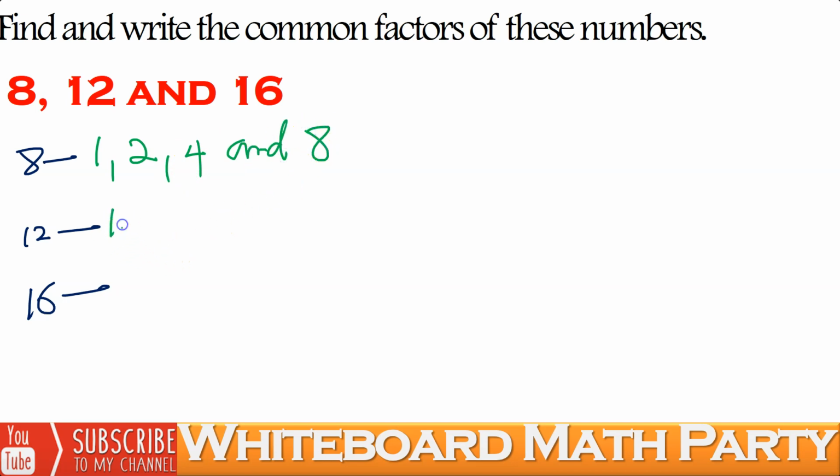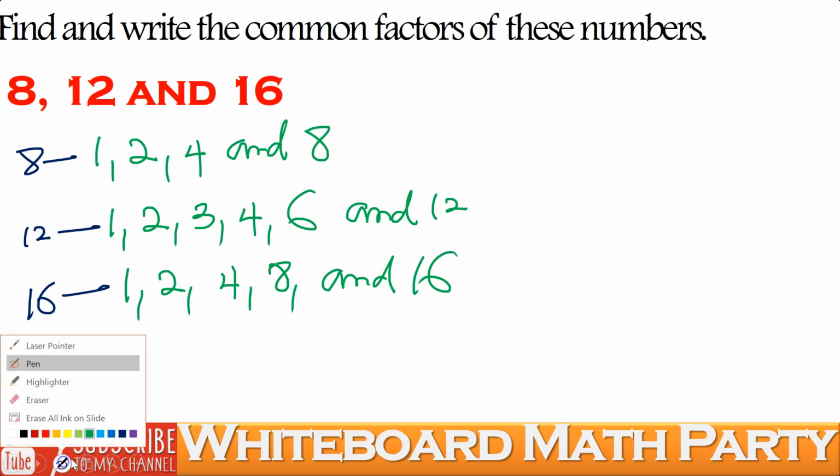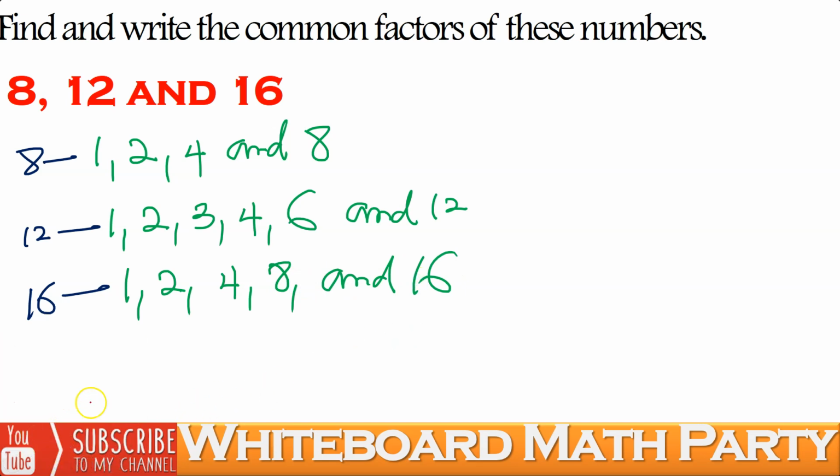For 12, that's easy. 1 can divide it, 2 can divide it, 3 can also divide it, 4 can go, 6 can go, and 12 itself can divide 12 without any remainder. For the number 16, 1 can divide 16, 2 can divide it, 3 cannot, but 4 can divide 16. What other number can go? 8 can divide 16, and finally, the number itself, which is 16, can divide 16. After this level, the next thing we want to do is to compare. 1 appears in all the numbers.